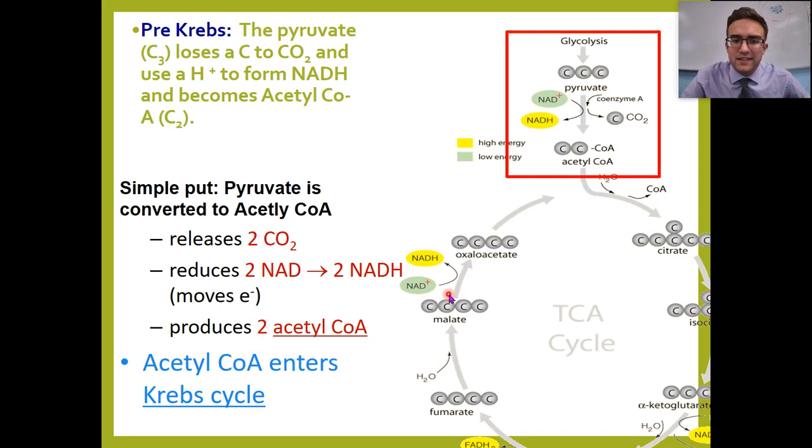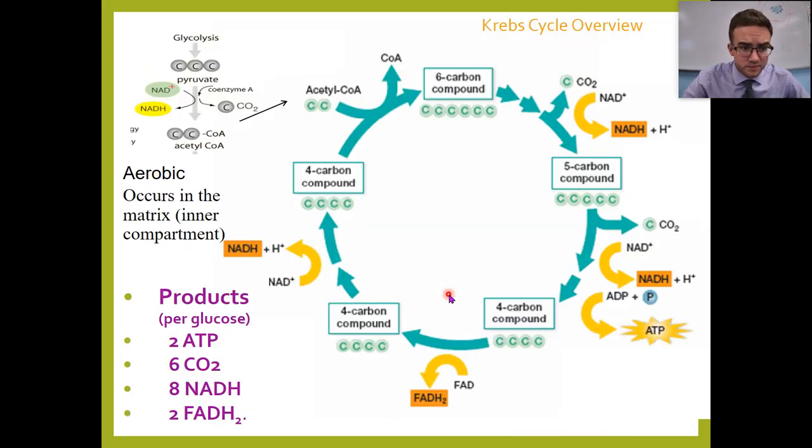Once we have acetyl-CoA, it enters into the Krebs cycle. You don't have to know all these steps here. But you may also hear it referred to as the citric acid cycle. That's because the first molecule that's made in the cycle is citric acid. So this carbon compound is actually citric acid. Then we run through the Krebs cycle. The whole point of the Krebs cycle is to make this NADH, this NADH, and this FADH.